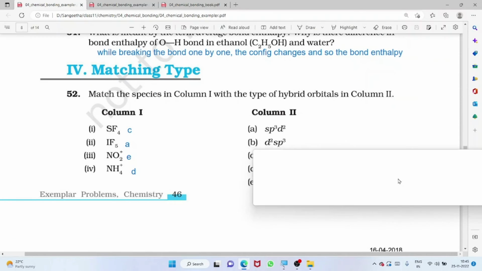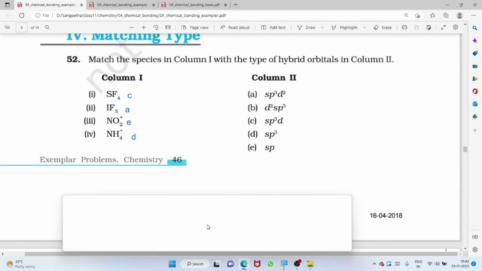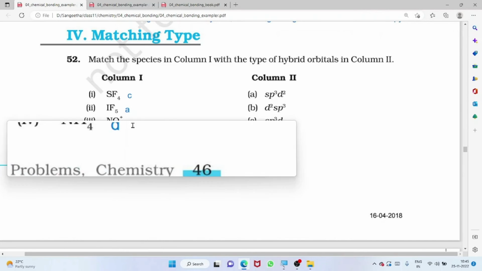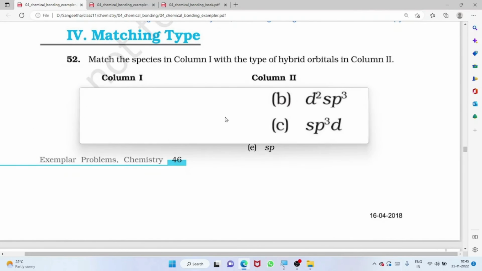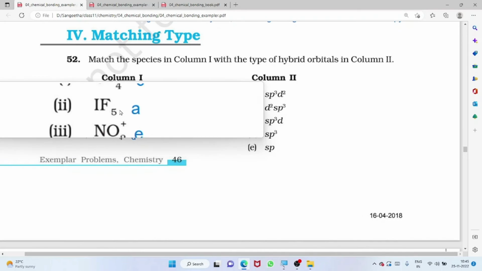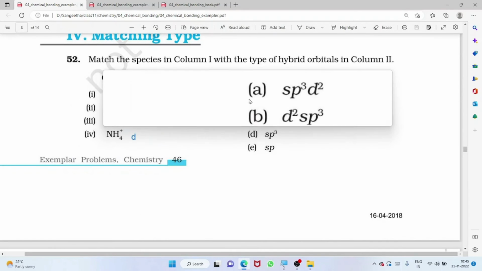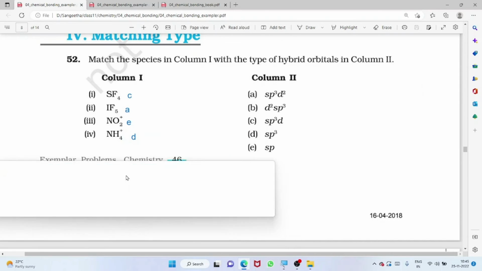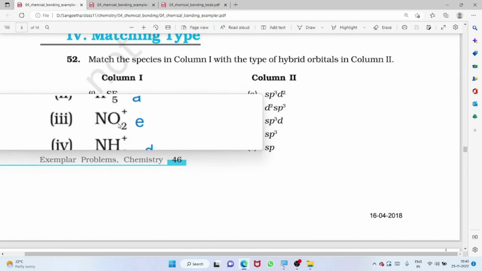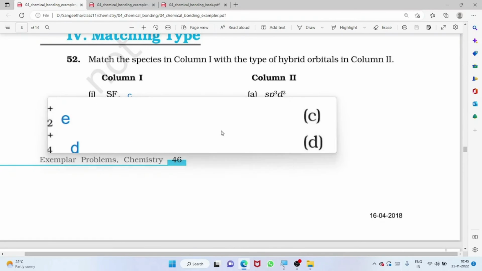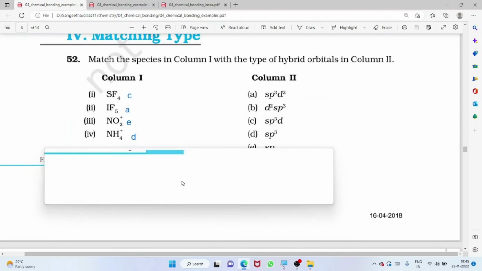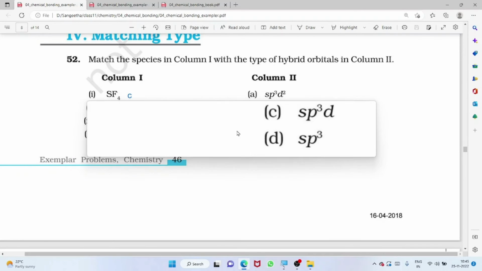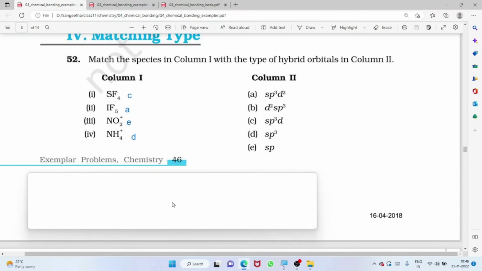Matching type. Match the species in column 1 with the type of hybrid orbital in column 2. SF4 is C, that is sp3d. IF5 is A, sp3d3, where 6 orbitals are involved in the hybridization. NO2+ is E, so here 2 orbitals. NH4+ is D, where 4 orbitals are involved in the hybridization.